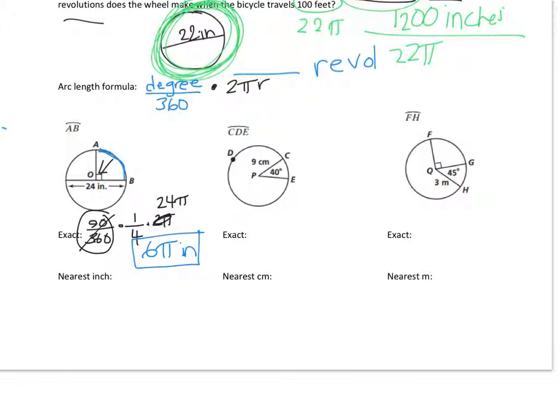So exact you keep in terms of pi. To the nearest inch, what you need to do is put that in your calculator. So put 6 pi in your calculator and then round it. I don't have my calculator here.